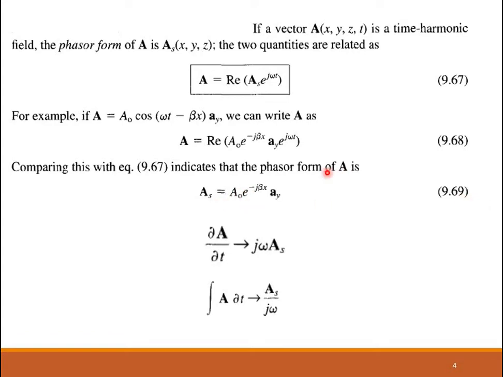So what does this imply? What you should understand is, when you're converting in order to obtain the wave equation in phasor form, we have our general Maxwell's equations. In those equations, all expressions of the form dou A by dou T are going to be replaced by j omega AS, and all expressions of the form integral A dot T are going to be replaced with AS divided by j omega.